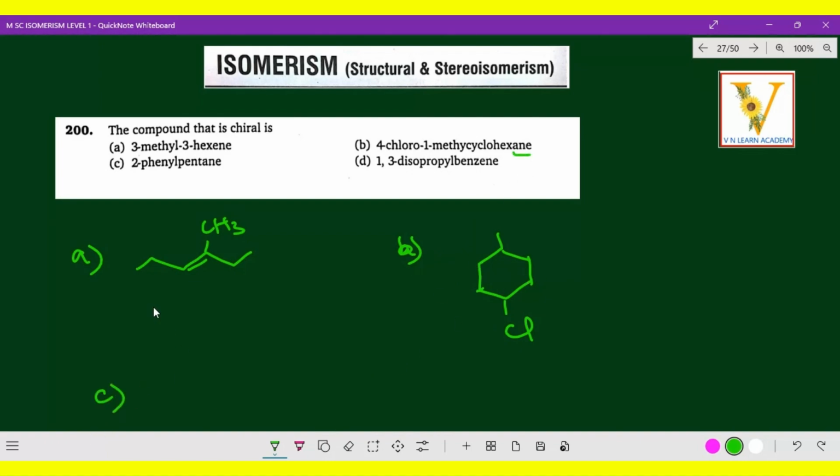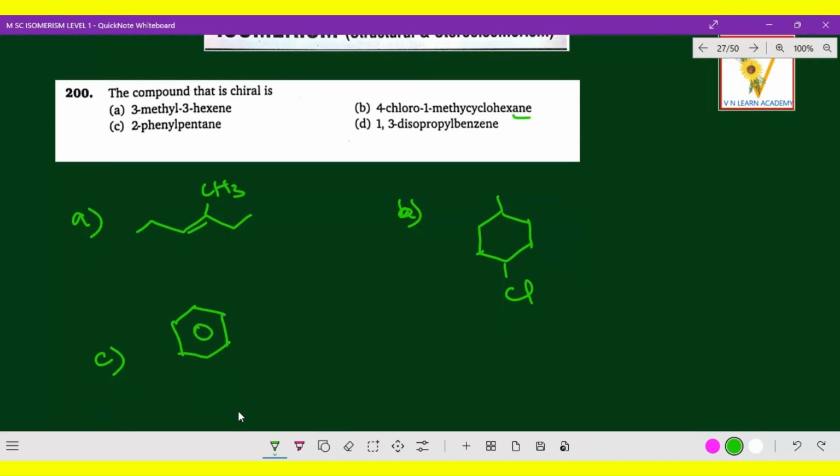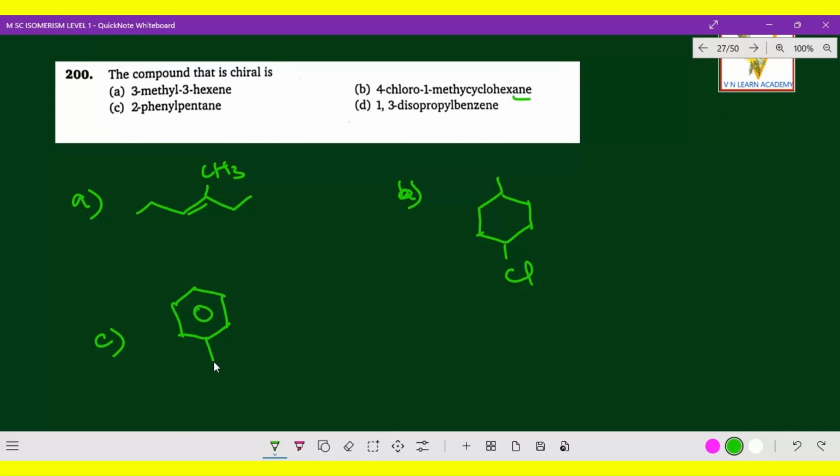Then this is C, 2-phenyl pentane. So how to draw the 2-phenyl pentane? Pentane, here phenyl, let me draw that first. Here 2-phenyl pentane, 1, 2, 3, 4, 5. So here one hydrogen is there because of the CH2. So 1, 2, 3, 4, 5.